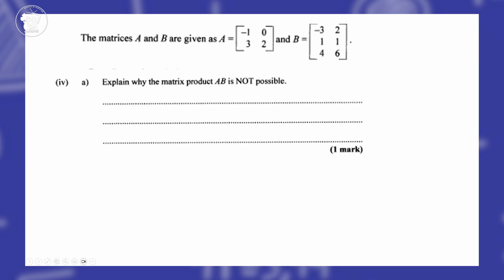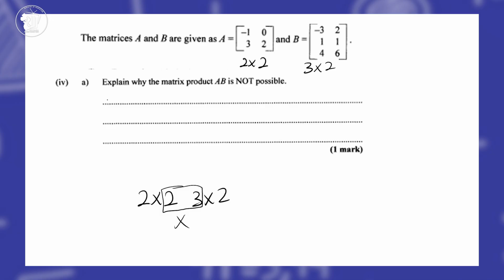So the next question says, we have the same set of matrices. We want to explain why the matrix product AB is not possible. So here we see A and this is B. A has 2 rows and 2 columns. And the matrix B has 1, 2, 3 rows and 2 columns, so this is a 3 by 2. So we have a 2 by 2 matrix and a 3 by 2 matrix. For these two matrices to be compatible, these two must be the same. As you can see, these two are not the same, so they are not compatible for multiplication.